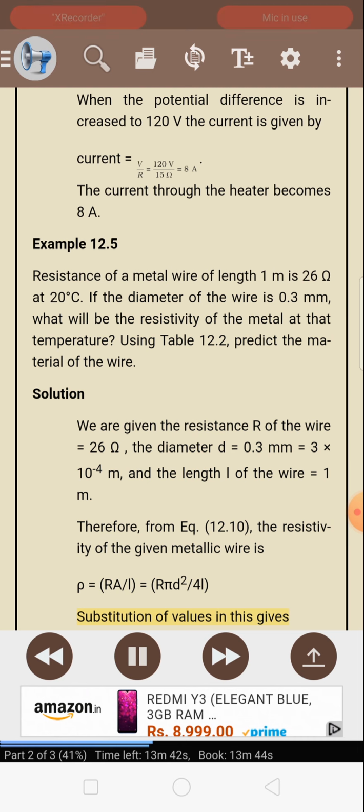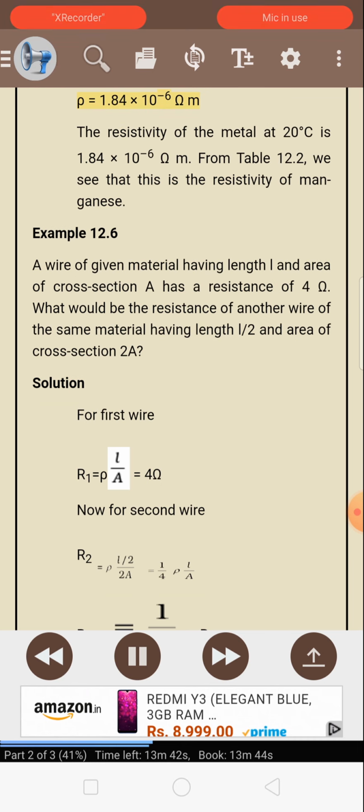Substitution of values in this gives rho equals 1.84 times 10 to the power minus 6 ohm meter. The resistivity of the metal at 20 degrees Celsius is 1.84 times 10 to the power minus 6 ohm meter. From table 12.2, we see that this is the resistivity of manganese.